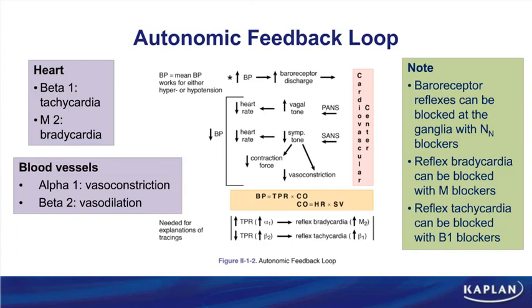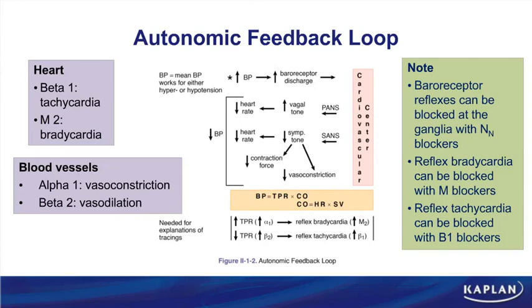So what type of drug could you use to stop a reflex tachycardia? Since it's mediated by beta 1 receptors, a beta 1 blocker would stop the reflex tachycardia. It's important to think about the types of drugs that can stop reflexes. There's a note in the margin that discusses this. Reflex brady, we've seen, can be blocked with muscarinic blockers. Reflex tachy can be blocked by beta 1 blockers.